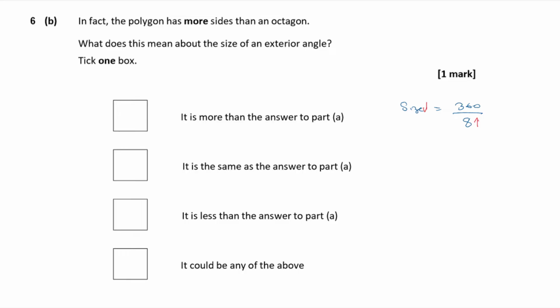Okay, so tick one box. What do we know about the size of the exterior angle? It is more than the answer to part A. No, it's the same as the answer to part A. No, it's less than the answer to part A, isn't it? So it's that one. Okay, it's definitely less.